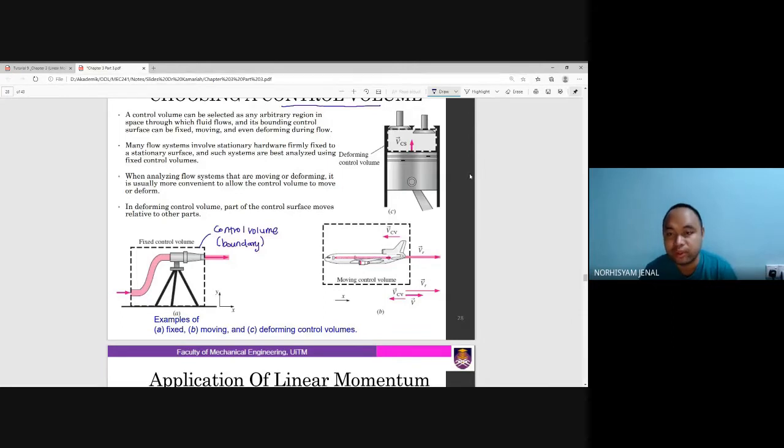The last one is the deforming control volume. This is when the volume is changing. It means that sometimes it is bigger, sometimes it is smaller. For this particular case, this piston is moving up and down, meaning volume will be bigger and smaller through time. Because of that, we need a control volume that is based on the idea of change of volume over here. So the control volume is deforming.